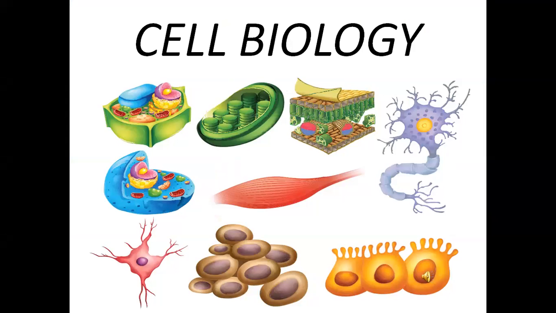Cell biology. In this lesson, the learning objectives are to compare the plant cell with the animal cell and understand their similarities and dissimilarities, to understand the cell as a fundamental unit of life, to understand the different types of human cells and their related functions, and to know the functions of different cell organelles.